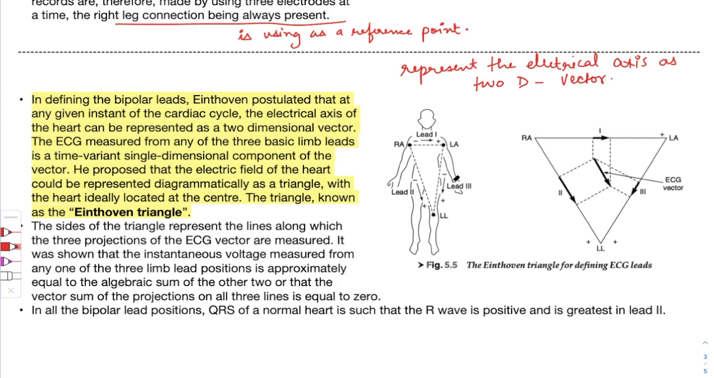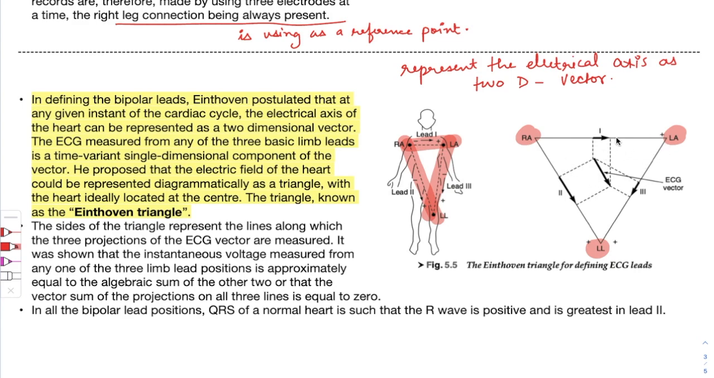So here you can see in this figure, here is lead 1, as we have studied previously. Then here is lead 2 and here is lead 3. And we have also said that the right leg is always used as a reference point. So this triangle made from these three leads is used to represent the electrical axis as a two-dimensional vector.